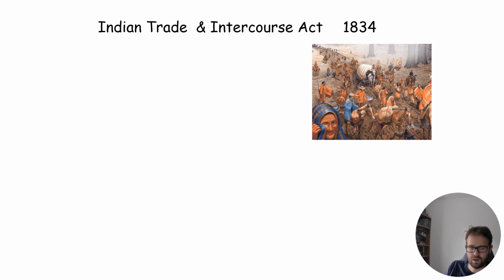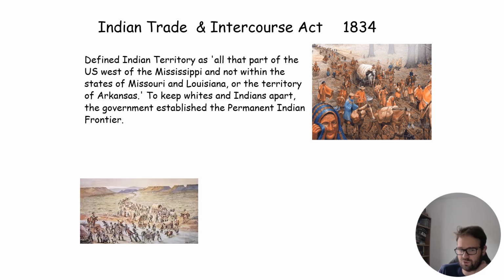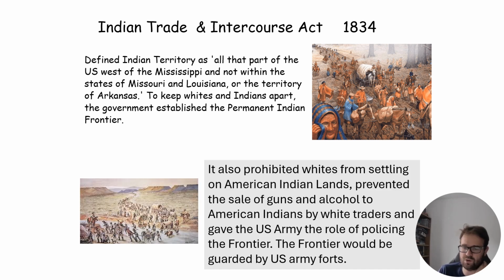Then you've got the Indian Trade and Intercourse Act. So again, it defined Indian Territory as all that part of the US west of the Mississippi and not within the states of Missouri and Louisiana or the territory of Arkansas. Basically, it was designed to keep whites and Indians apart. The government established a permanent Indian frontier. This would be manned by soldiers, and the forts would be built along it. It also prohibited settling on American Indian lands, and prevented the sale of guns and alcohol by white traders.